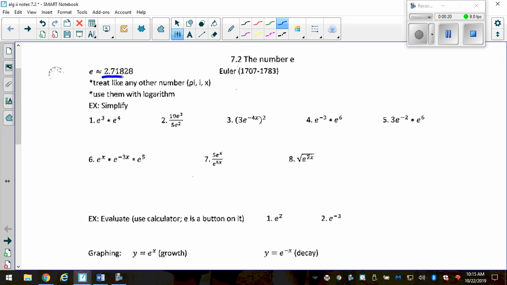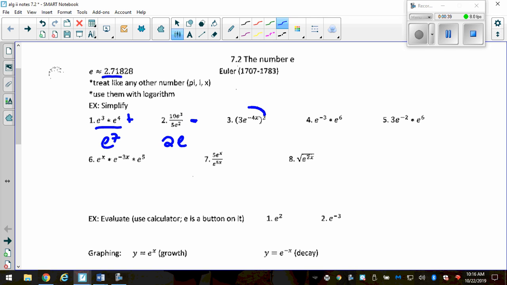So remember, like number one, when we're multiplying and we have the same base, you just add your exponents. So this should be e to the 7th. Number two, you would divide your numbers. And then remember, when you have the same base, you subtract your exponents here. It just becomes e to the first, which you can just write as e.